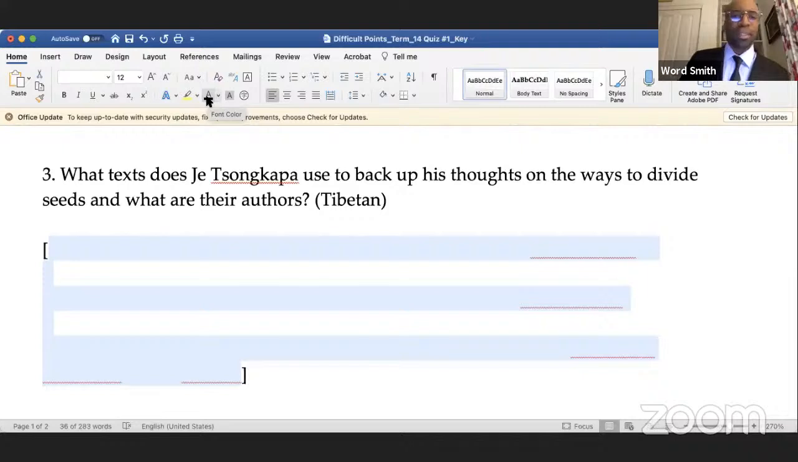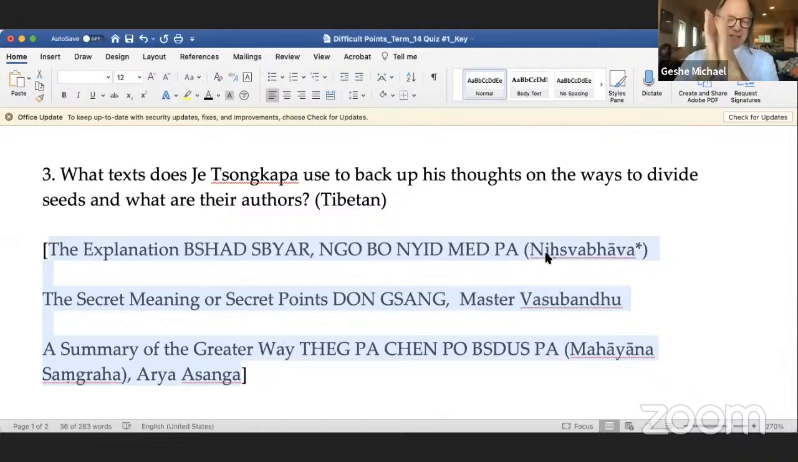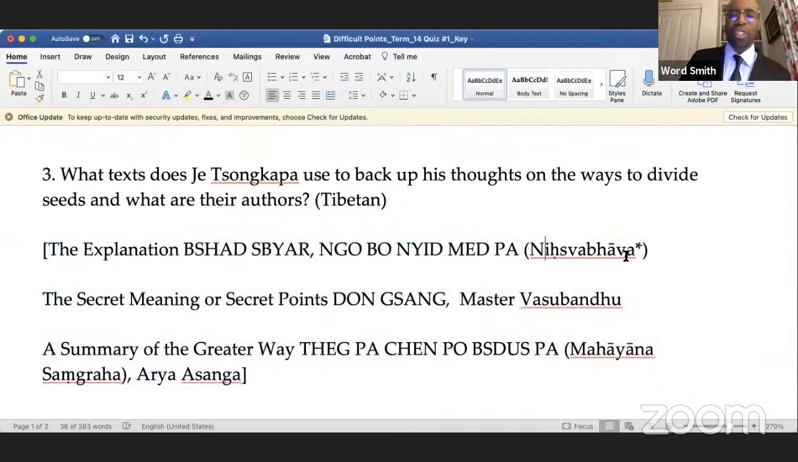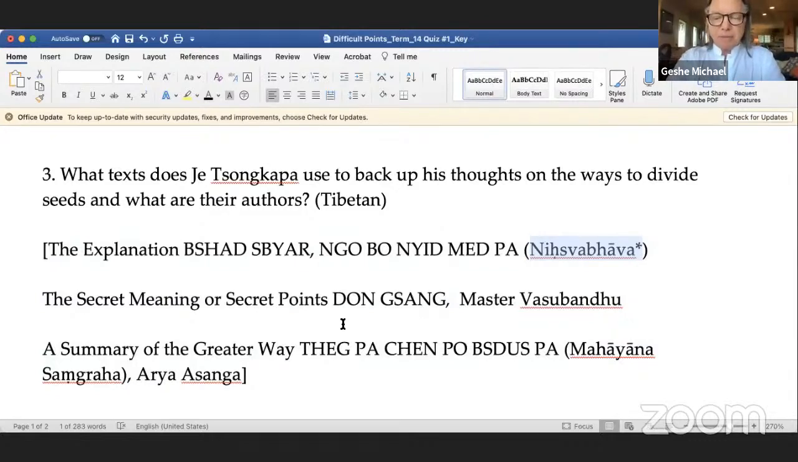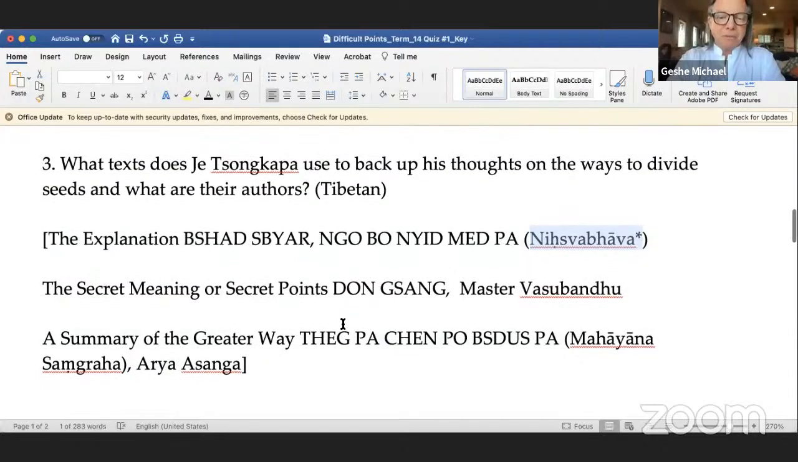It's just the secret. 30 verses. 30 verses, a different book. Here we go. The explanation. I think this is our provisional probable name. It's very likely Niswa Baba. Yeah, that's very likely his name. There's not many other translations of that word.